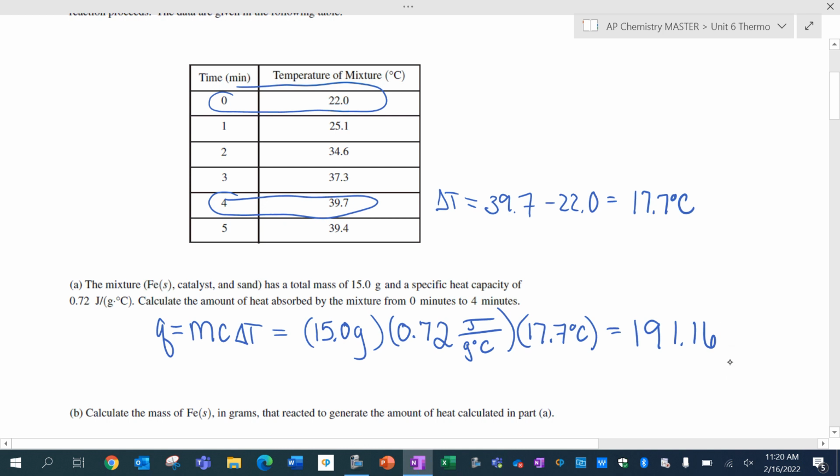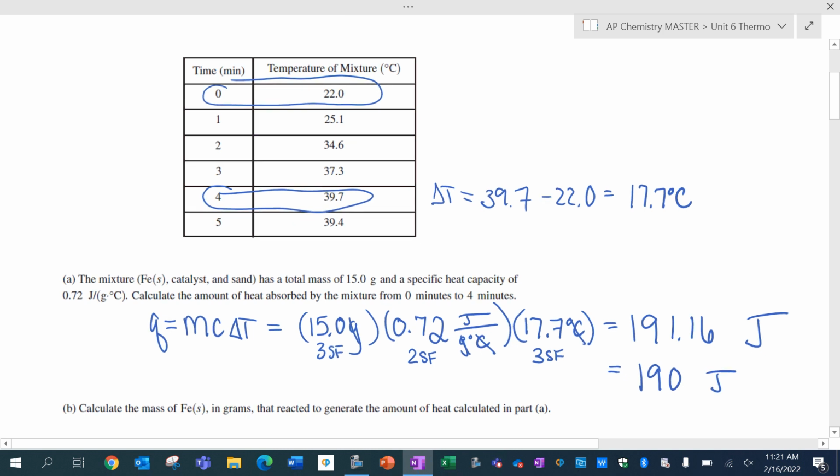Notice how grams cancel out and Celsius cancels out, so my units are joules. I want to check that I've written that with the right number of sig figs. This mass has 3 sig figs, my temperature change has 3 sig figs, but my specific heat only has 2 sig figs. So I'm going to round my answer to 2 sig figs. I would just write it as 190 joules.